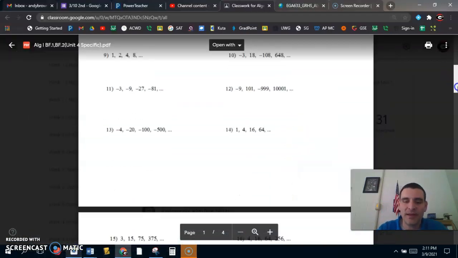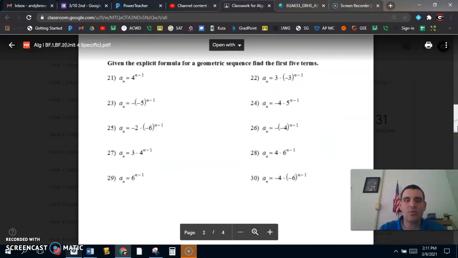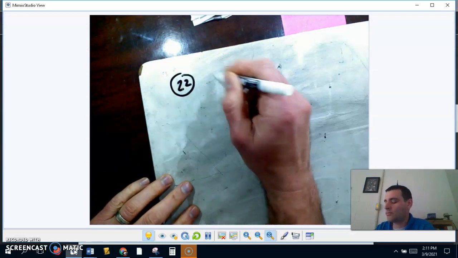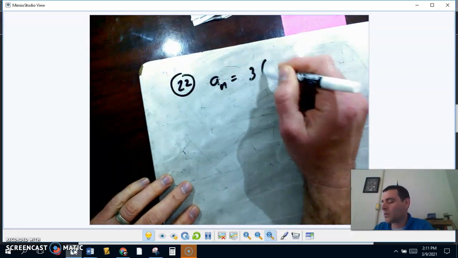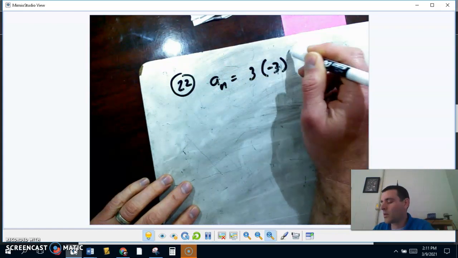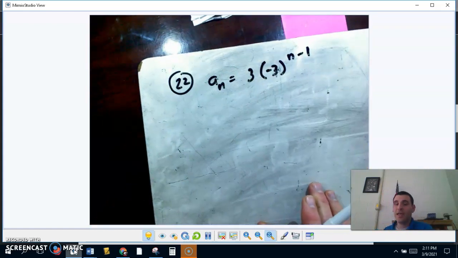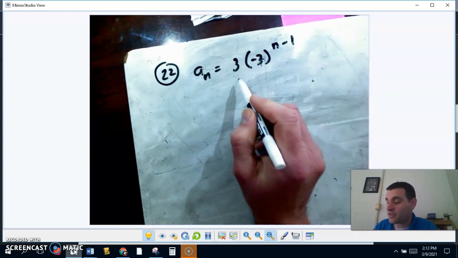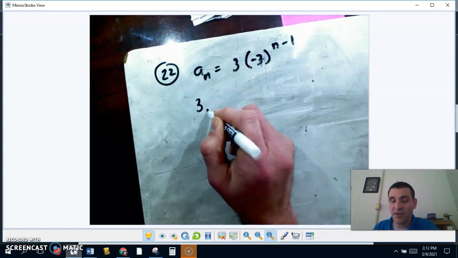Now later on in the worksheet, it actually gives you the formula and wants you to find the first 5 terms. I'll just take, say, 22 as an example. 3 times negative 3 to the n minus 1. What are the first 5 terms? Just like that. Okay. To find the first term, well, you already know the first term is 3 because that's what this number is, the first term. So you don't have to think about that.